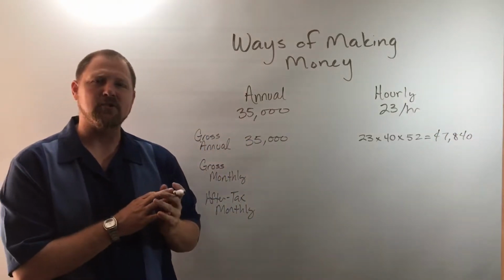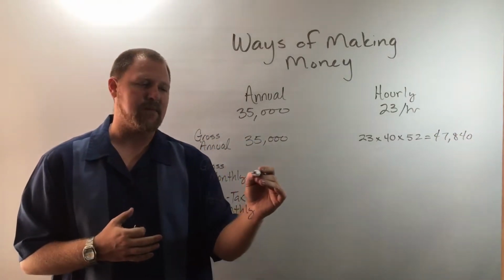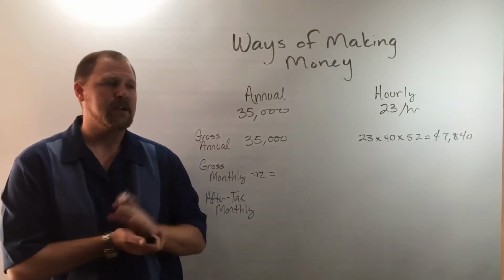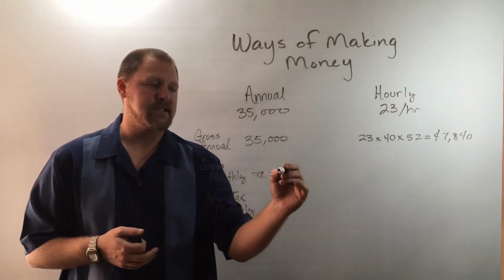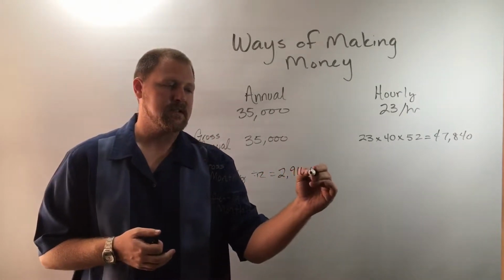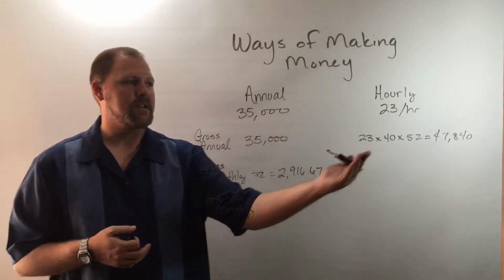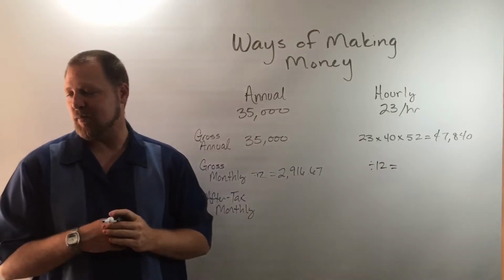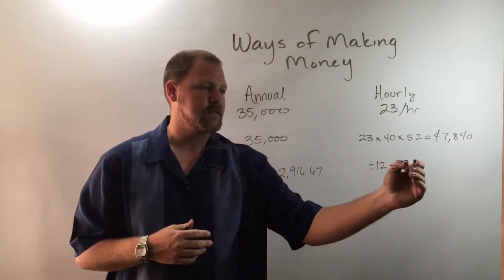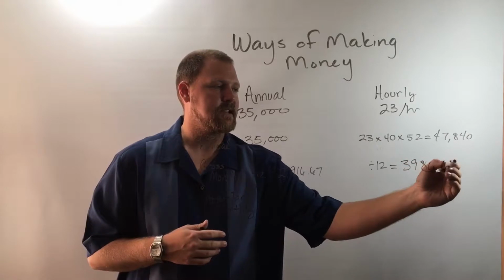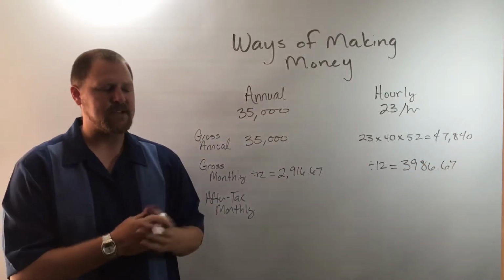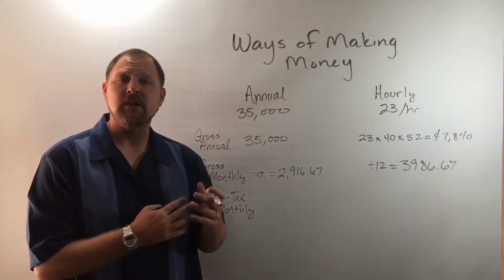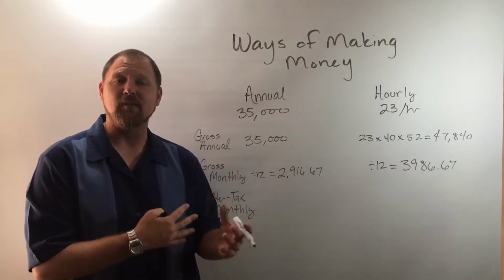Then we have to calculate gross monthly as our next step, and that's simply dividing by 12, which will give us $2,916.67 for the annual salary. For the hourly salary, again dividing by 12 to get the gross monthly, we come up with $3,986.67. And then after-tax monthly, we're going to go to a little diagram that shows you how the taxes are calculated and what number you need to multiply by.